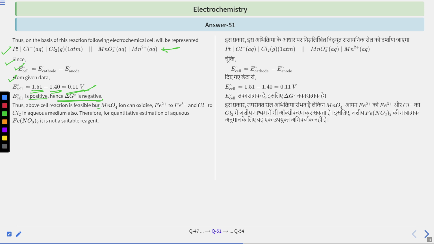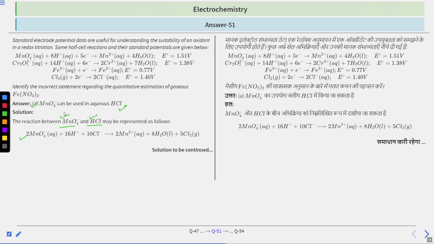But MnO4⁻ ion can oxidize Fe²⁺ to Fe³⁺ and also Cl⁻ to Cl2 in the aqueous medium. Therefore, for quantitative estimation of aqueous Fe(NO3)2, MnO4⁻ is not a suitable reagent. But it is given that MnO4⁻ can be used in aqueous HCl, so this is the incorrect statement. And thus option A is the correct answer.